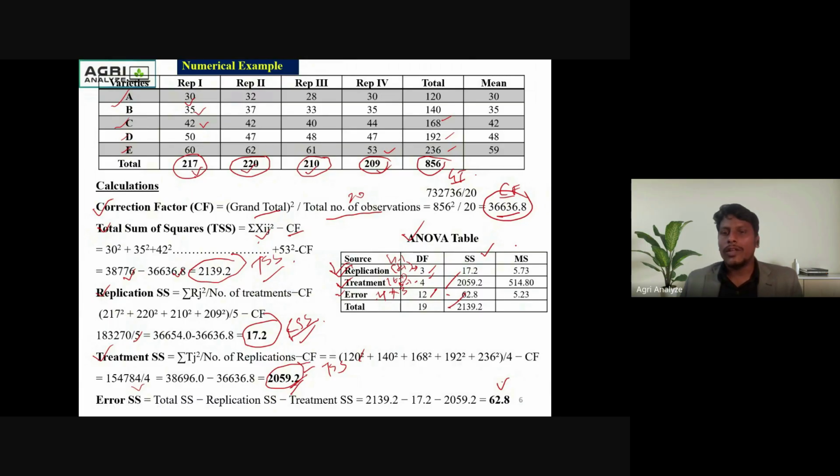And coming to the mean sum of square. Mean sum of square is equal to sum of square divided by the degree of freedom. If you go to the replication, then R minus 1, and if you go to treatment, then T minus 1. So the sum of square divided by the degree of freedom: divide by 3, by 4, and by 12. When you divide, you get the value of the mean sum of square. So this is the ANOVA table.